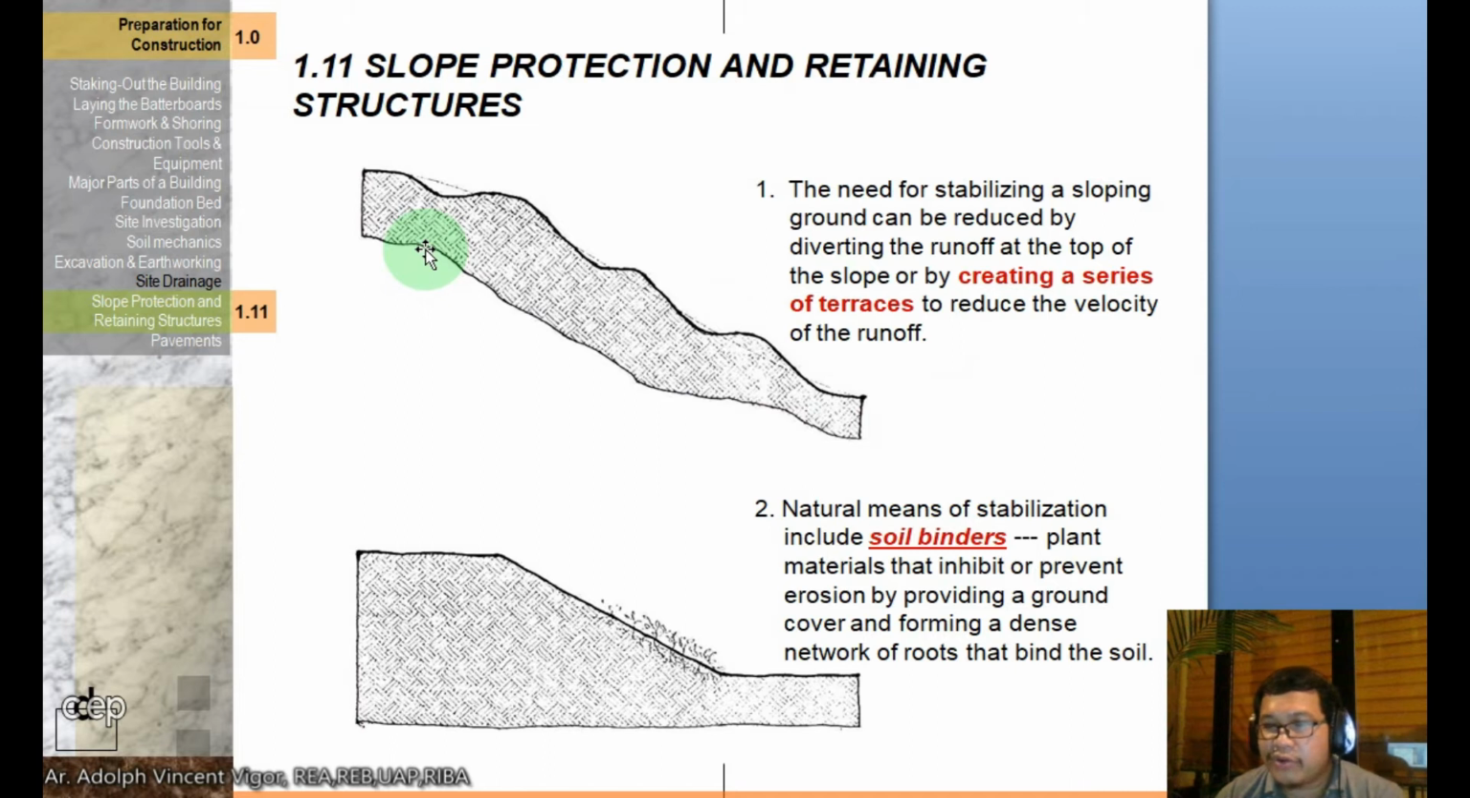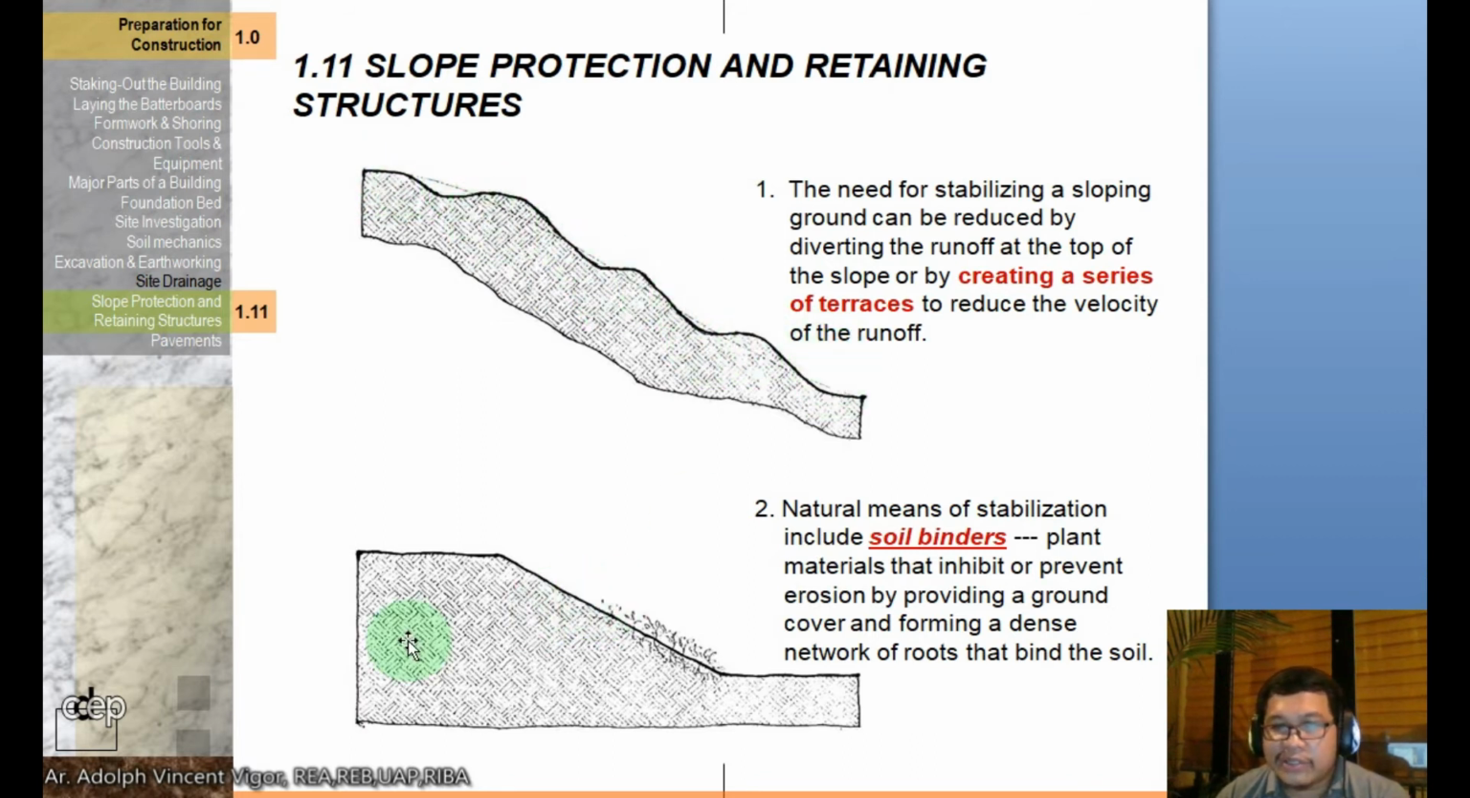So what you can do about it is you can make it into a step pattern. Okay, you have to reduce the velocity by creating terraces. Okay, you can do that like a terrace here.